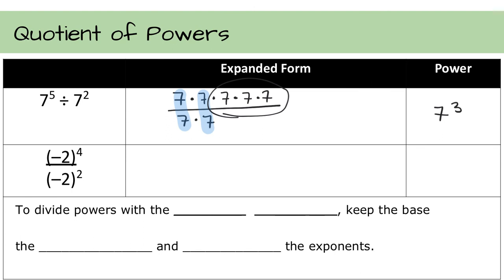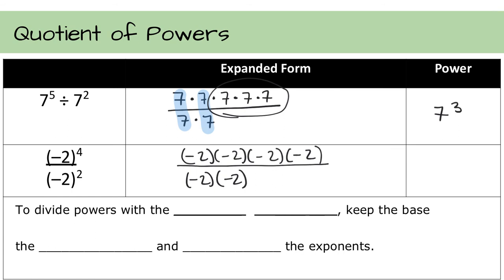And our next example, we have -2 by -2 by -2 by -2, all over -2 by -2. Again, let's look for our pairs. We have 1 pair here, 1 pair here, and that leaves us with 2 -2's, so -2 squared.